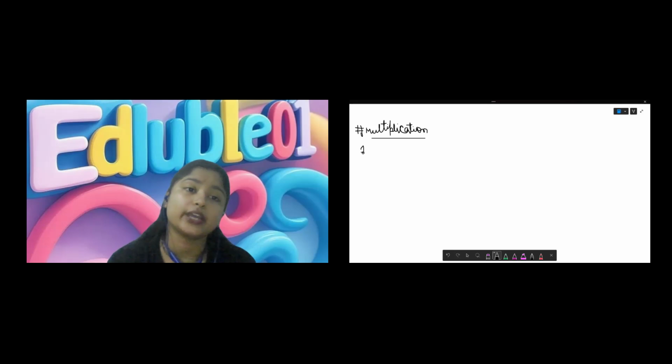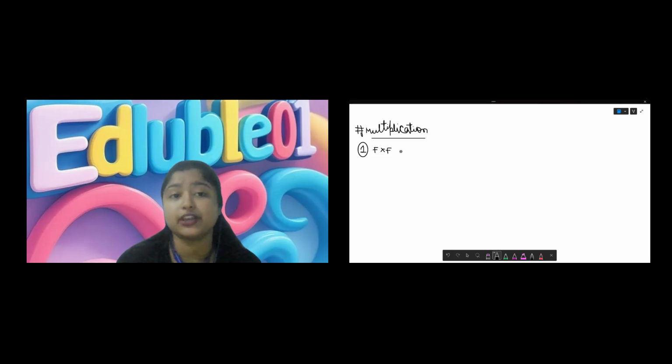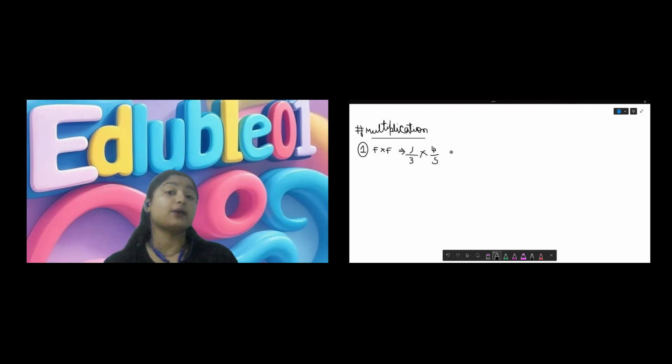the first case scenario is when you have two fractions, like you have to multiply two fractions. That means fraction by fraction. So in this case, how does it work? Let's see the example. Let's take 1 over 3 and multiply it with another fraction, let's suppose 4 over 5. This is the easiest of them all.